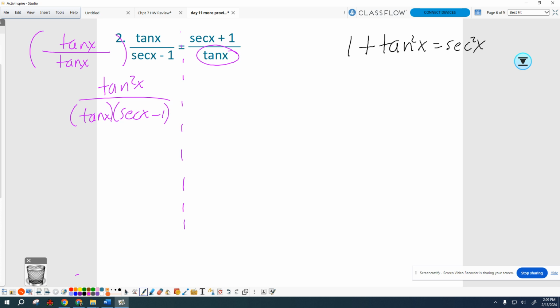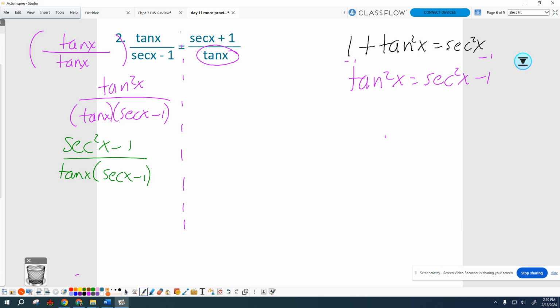From this identity, what does tangent squared equal? Secant squared. Or is it 1? Secant minus 1. Secant squared minus 1. Okay? Good. That's a good idea.